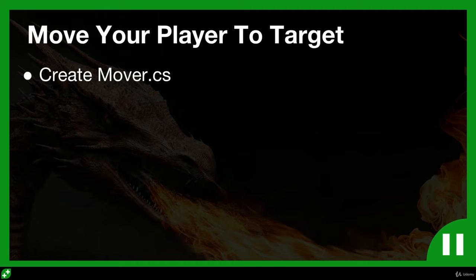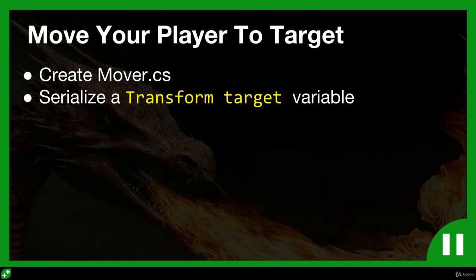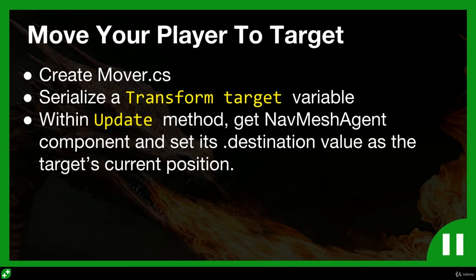So what I'd like you to do is create a mover.cs script and attach that to the player. And then within this script, serialize a transform target variable that we can assign our target game object to. And then within the update method, you're going to have one line where we want to get the nav mesh agent component, so GetComponent, and set its .destination value as the target's current position.